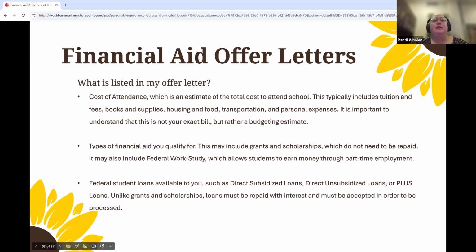Types of financial aid you qualify for. This may include grants and scholarships, which do not need to be repaid. It may also include federal work study, which allows students to earn money through part-time employment. Federal student loans available to you, such as direct subsidized loans, direct unsubsidized loans, or PLUS loans. Unlike grants and scholarships, loans must be repaid with interest and must be accepted in order to be processed.